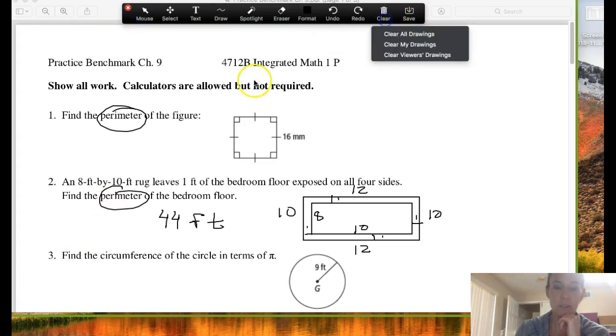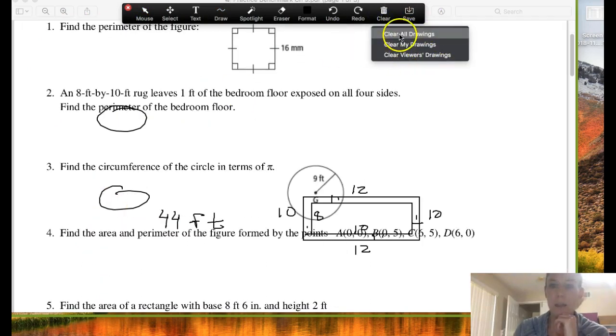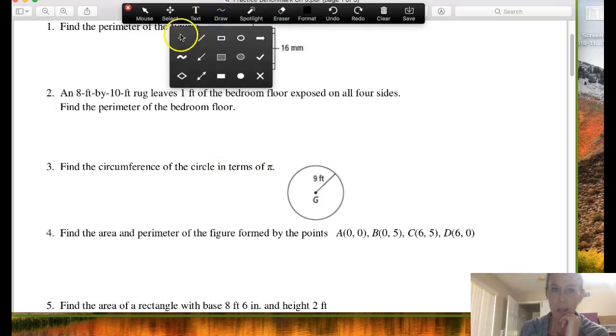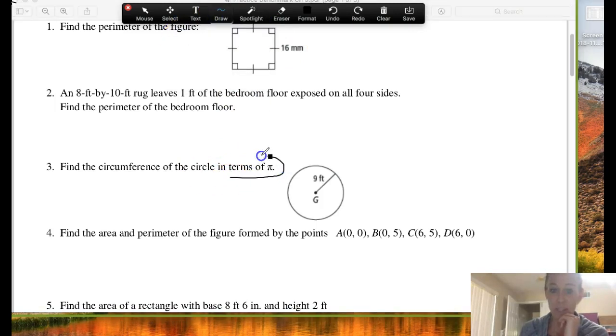All right, let's look at number 3. Find the circumference of the circle. And this is super important. I will mark off a half a point if you don't put it in terms of pi. A lot of students will give me it in terms of a decimal. Just give it to me in terms of pi.